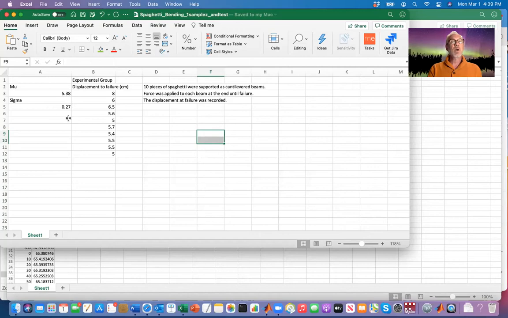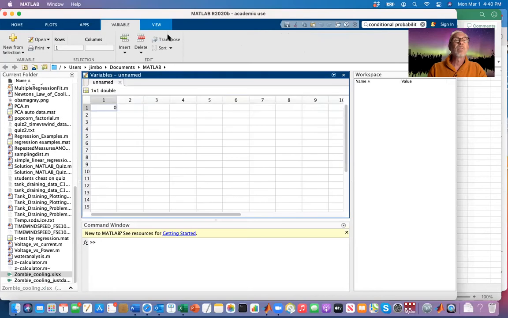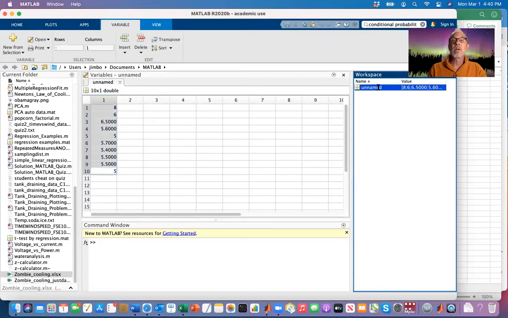Okay, so these are the population parameters, and we could compute every value of the normal distribution with these population parameters, and we can compare the mean value of our experimental group and see if our experimental group is likely to have been drawn from this population. So I'm going to copy that experimental group data and put it into a column vector in Matlab. We're going to call this EXP, experimental.